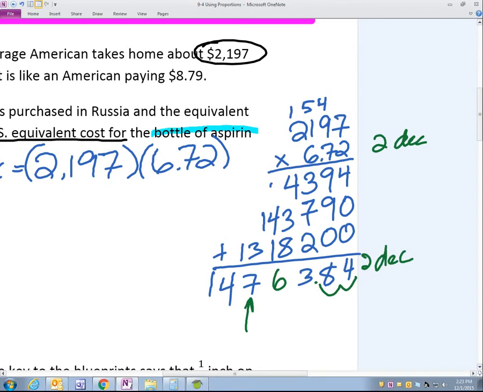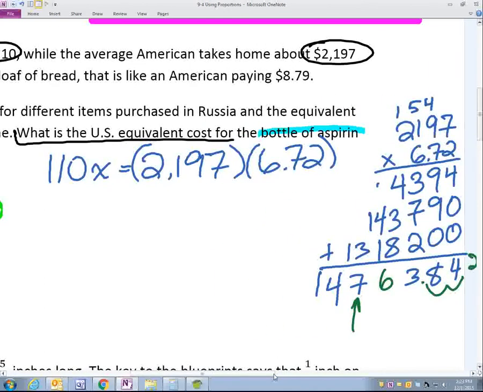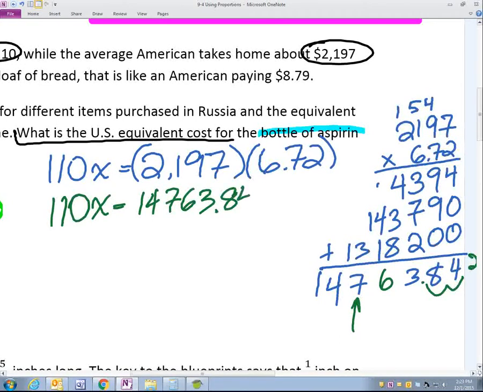There. All right. So now we have this one here. I have 1,463.84. I got the same answer. Yes.